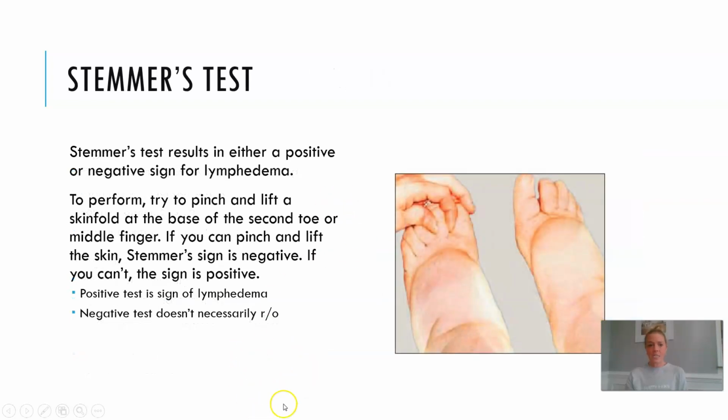So again, here's the explanation of the Stemmer's test or Stemmer's sign. So again, we're using that as a diagnostic tool to show lymphedema. And again, it's at the base of the second toe or the middle finger of the upper extremity, and just trying to pinch up a piece of skin. If you can, it's negative. If you cannot, because it's so swollen, then that's a positive test. Just keep in mind too, a negative test doesn't necessarily rule out that they have lymphedema. It just might not be that advanced yet.